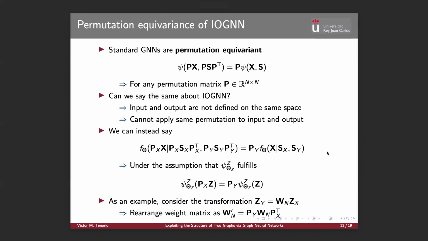For example, in the transformation function that we propose with a learnable weight matrix, we will just have to permute the weights as appears in the slides with Py times Wn times Px transpose to achieve this property. It's a bit weird, but we can get this kind of generalized permutation equivariance applied to our setting with this simple rearrangement of cells.